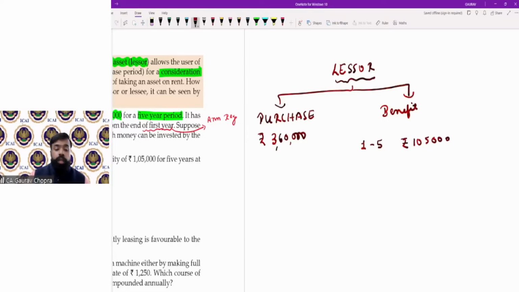So these are not comparable. Why so? Because this 3,60,000 figure is for today, whereas 1,05,000 belongs to 1 to 5 years. So these two are not comparable because time is not same. So in case to make them comparable, we have to find out the present value.